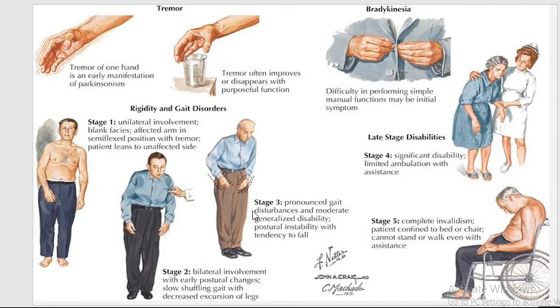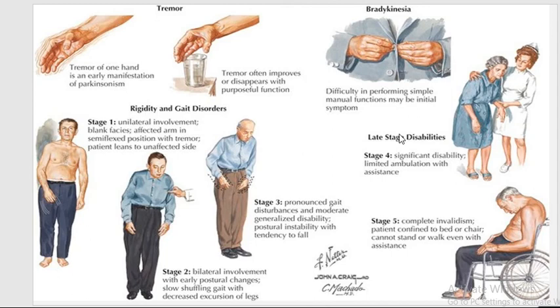And then there is stage 3. In stage 3 there are bilateral resting tremors, more bilateral hand tremors, along with gait problem and flexed posture. So this is a pronounced gait disturbance. In stage 1 there is no bilateral hand tremor, but in stage 3 there is bilateral hand tremor.